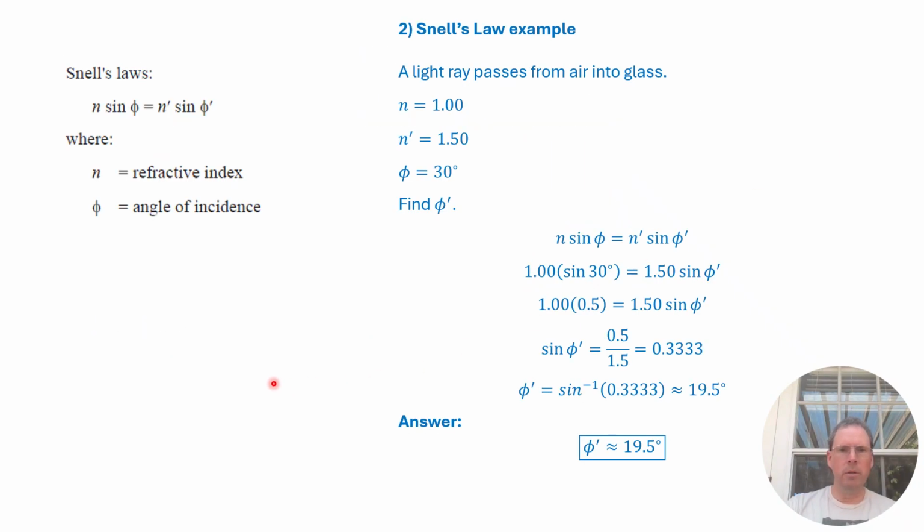Okay, let's do an example for the Snell's law equation here. Let's say a light ray passes from air to glass. The refractive index n is equal to 1, the second medium has a refractive index of 1.5, and the angle of incidence is 30. So you're trying to find theta prime in this equation. Go ahead and set it up, put all your terms in and solve for theta prime with inverse sine. It comes out to be 19.5 degrees.